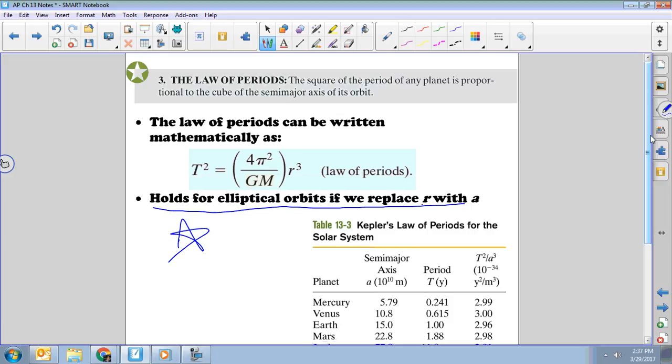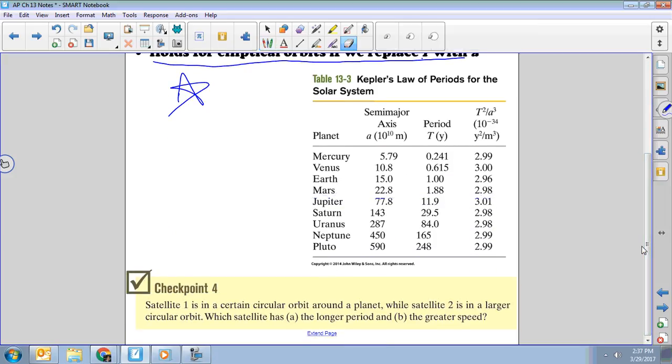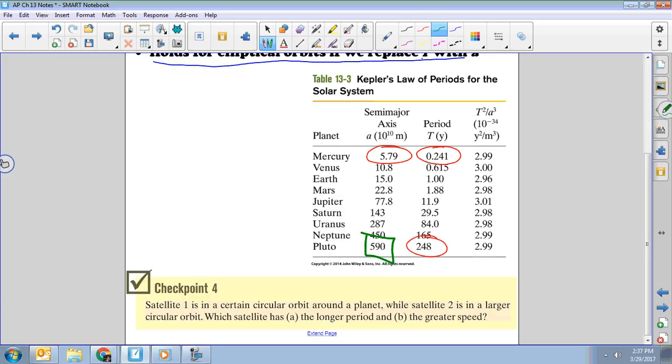So, here's a simple example of a problem that you could do. Let's suppose that we knew the semi-major axis of Mercury and the period of Mercury, and we knew the period of Pluto and wanted to figure out how far away it was. Do you guys want me to write that down, or do you see what I'm doing? Got it? Okay. So we know these two values. The ones in red we know, and the green one is the one we're trying to find.